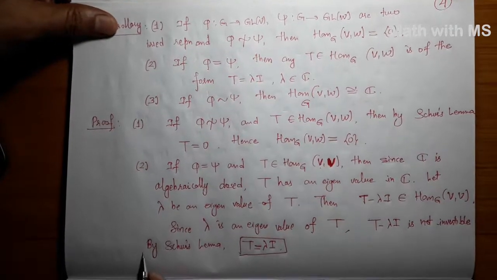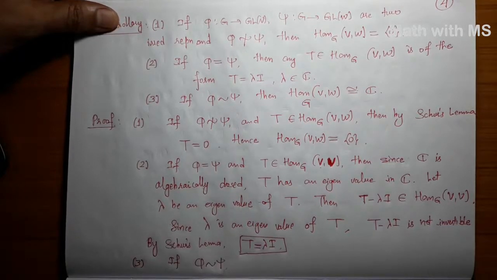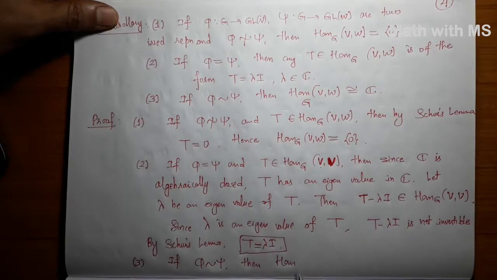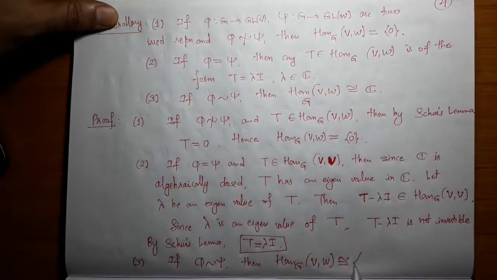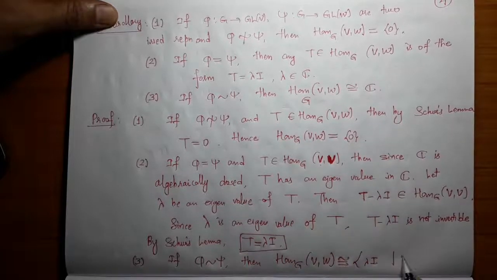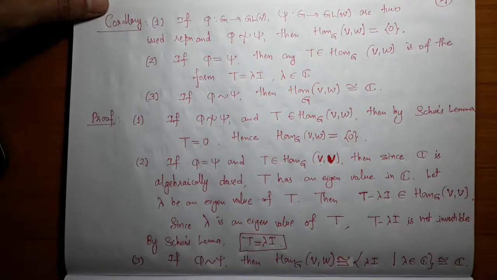And assertion number 3 is immediate. So if phi is equivalent to psi, it is the same as this case. Okay, then Hom_G(V, W) is just lambda times identity, where lambda is a complex number. Okay, so it is isomorphic to C. So this proves the corollary.